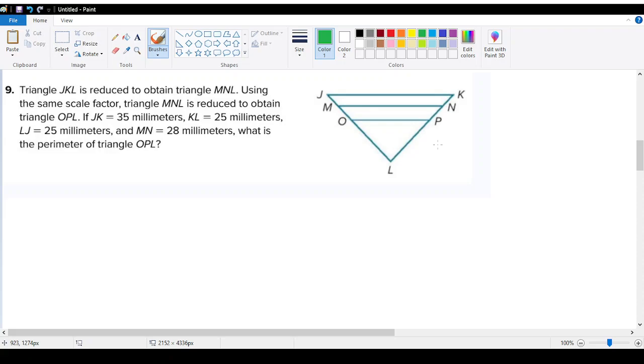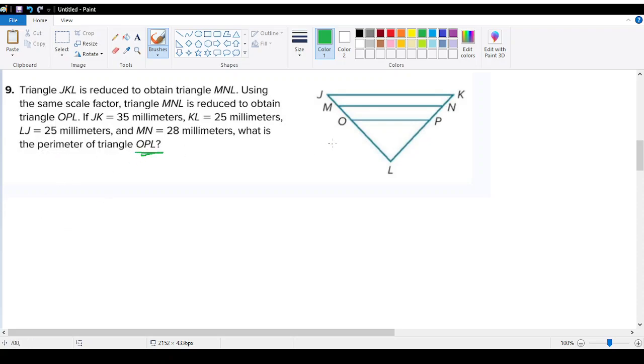Triangle JKL is reduced to obtain triangle MNL using the same scale factor. Triangle MNL is reduced to obtain triangle OPL. If JK equals 35 millimeters, KL equals 25 millimeters, LJ equals 25 millimeters and MN equals 28 millimeters, what is the perimeter of triangle OPL? So it's asking for OPL.